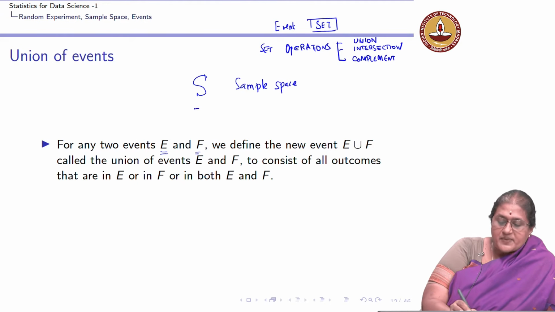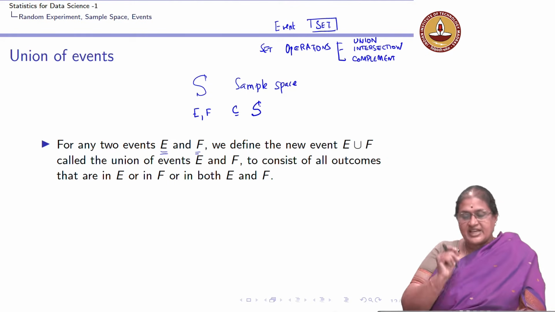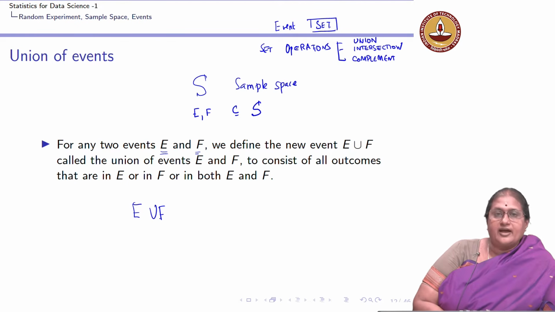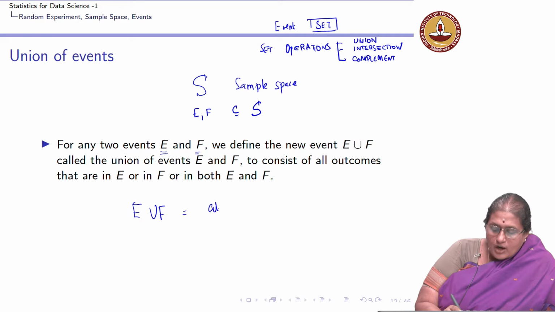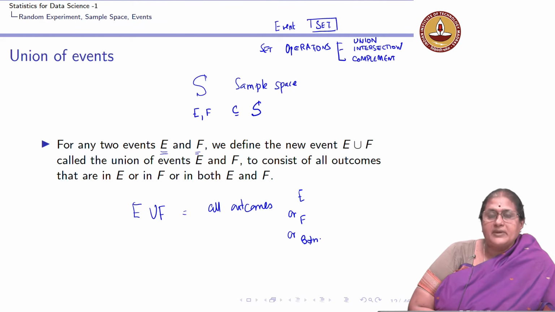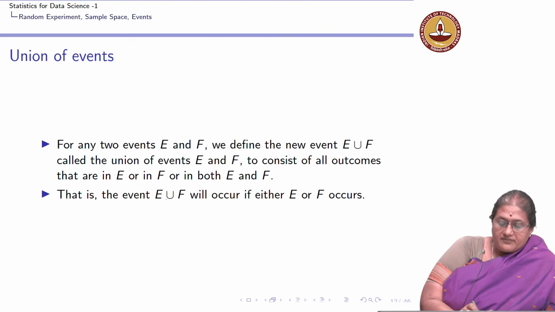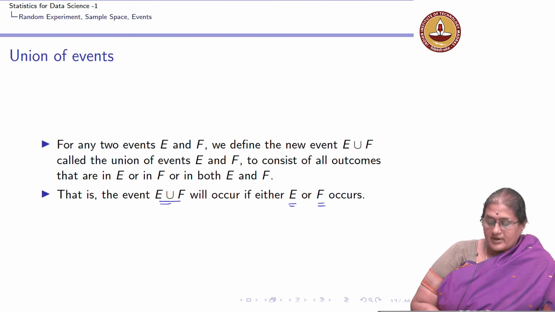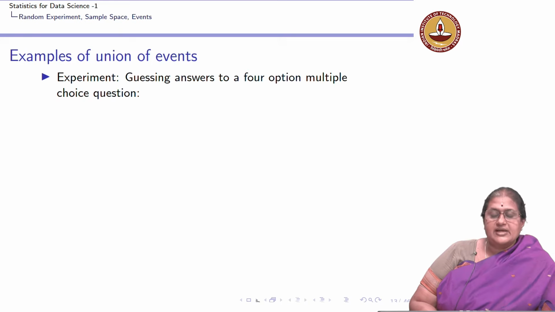Given S is my sample space, I know both E and F are subsets of my sample space because they are events. Now, I can define a new event E union F to consist of all outcomes that are in E or F or both. That is what I mean by E union F. So, the event E union F will occur if either E or F occurs. Now let us look at a few examples.